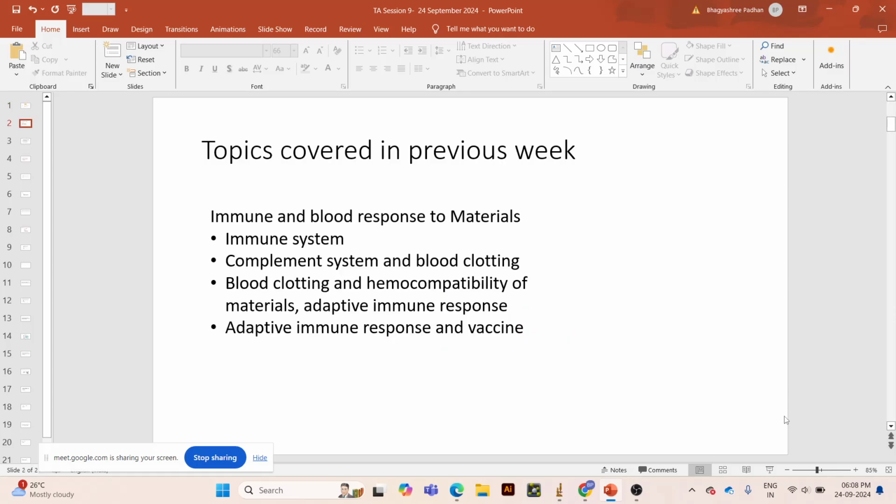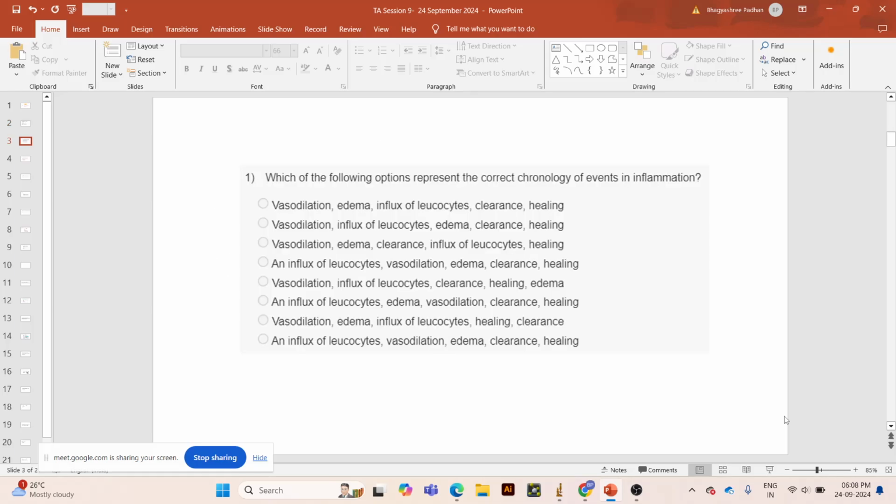In this week, these were the topics that were covered: immune and blood response to materials, where basically the basics of the immune system was discussed, and complement system and blood clotting and hemocompatibility of materials, all of this with respect to biomaterials, as well as adaptive immune response and vaccines. We have a few questions from the previous assignment based on these topics.